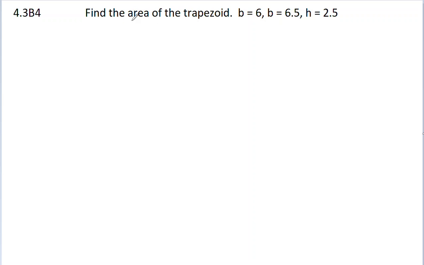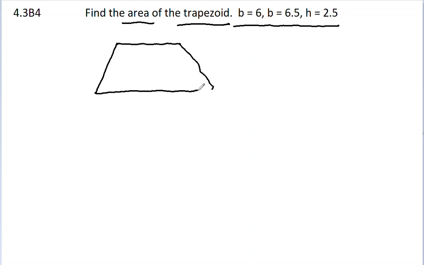Find the area of the trapezoid that has a base of 6, a second base of 6.5, and a height of 2.5. So let's draw one. It doesn't have to be to scale, but it just gives you an idea of what we're working with here. It says one of the bases is 6 and the other base is 6.5. The height of the trapezoid, so it's 90 degrees in relation to the base, is 2.5.